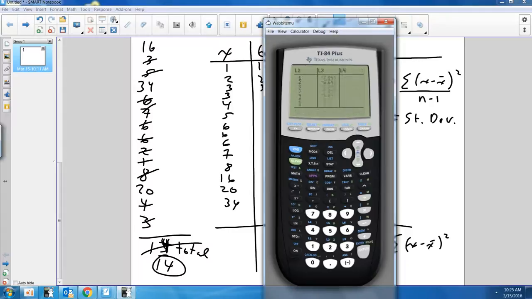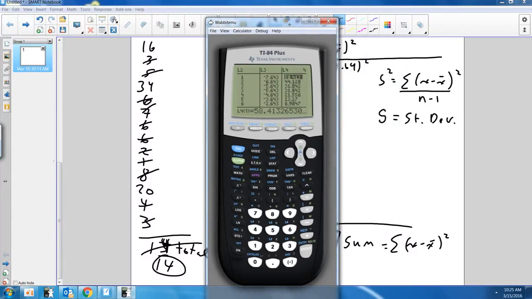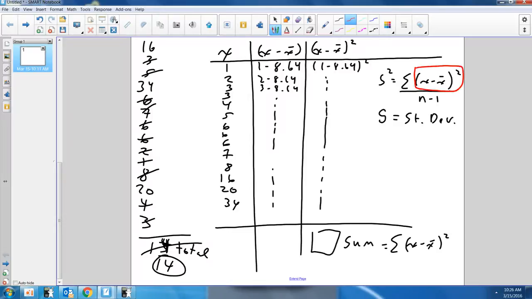So L4 means I want to square L3. So I'm going to go ahead and do that. Enter. L3, second, 3, squared, enter, and now they're all positive. All right, so far I've gone through and I've done this part, this list right here of that equation.